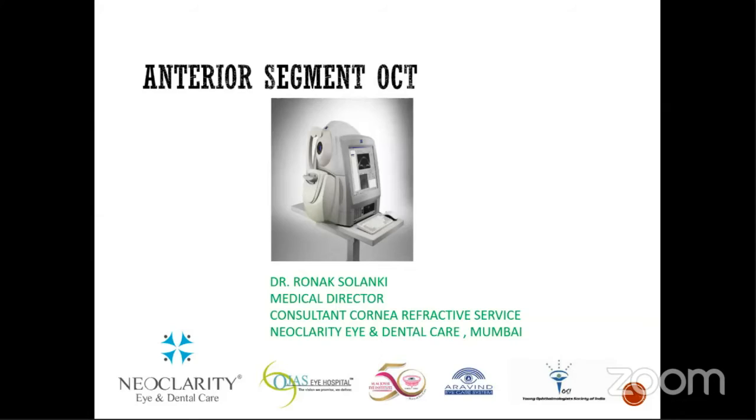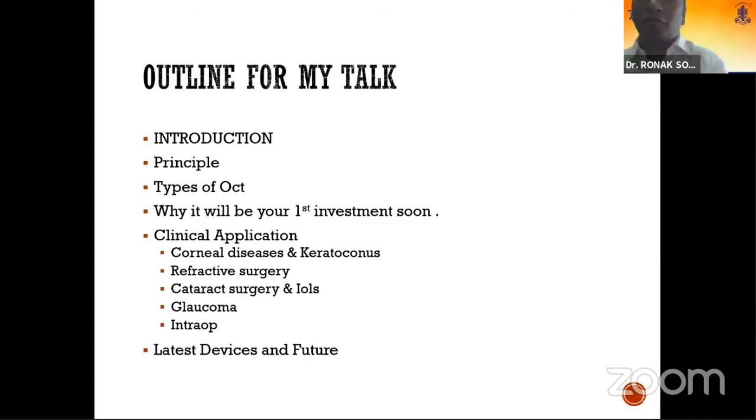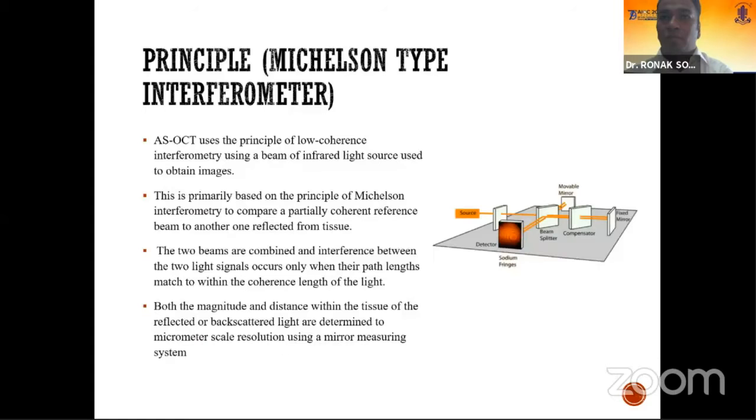So I'm going to be talking about anterior segment OCT. The outline for my talk is basically a small introduction to the principle of ASOCT, the different types of machines available, why it should be your first investment soon in your own practice, the various clinical applications, and future and latest devices. Basically, OCT is a non-contact imaging technology that provides detailed cross-sectional images of the internal structures in the eyes. It helps in your diagnosis, surgical planning, and decision-making, along with monitoring of the treatment.